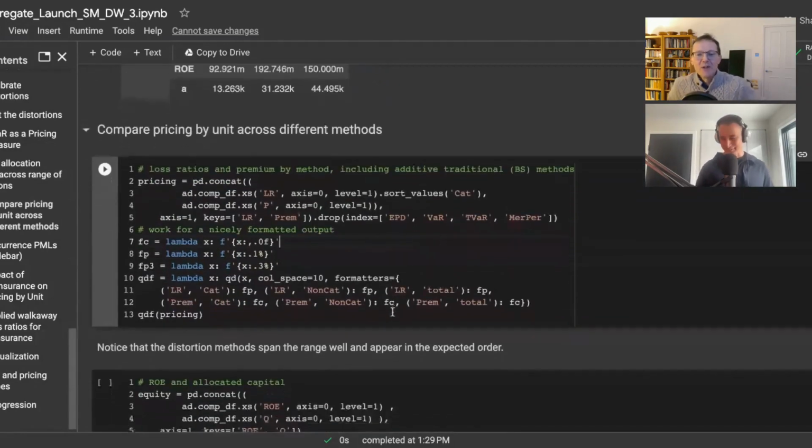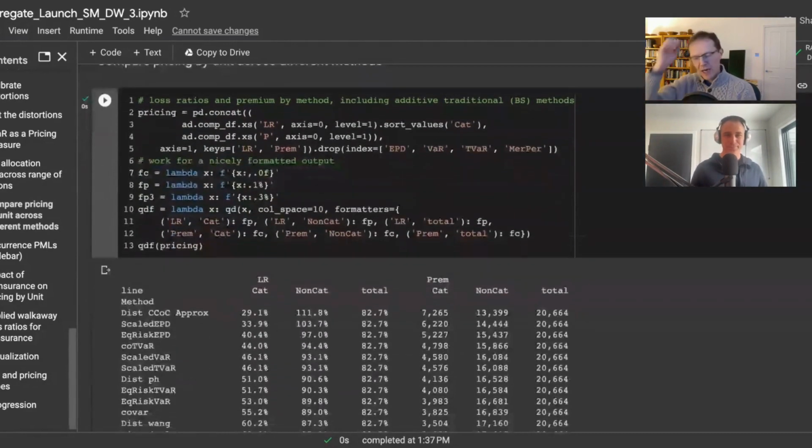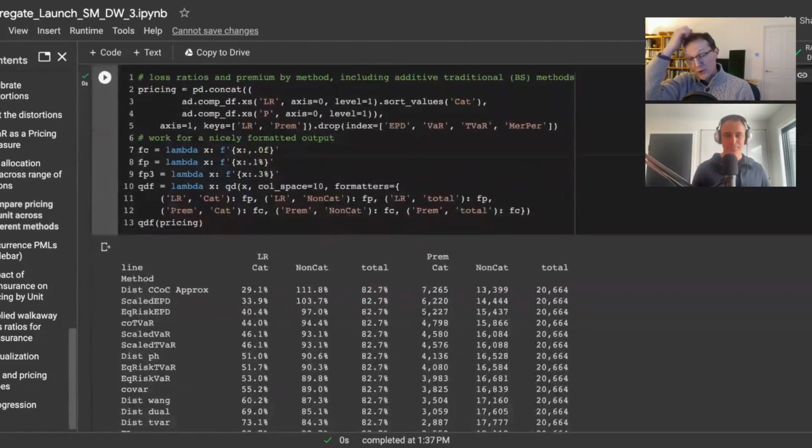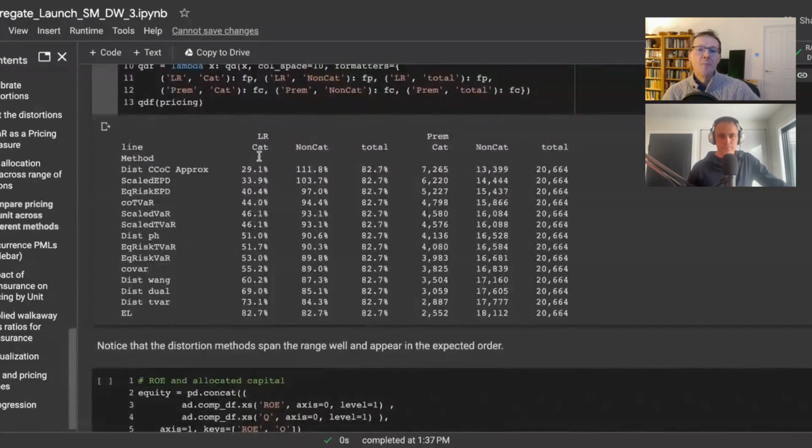Yep. All right. So that was looking at it for one distortion, right? That was looking at it for the dual distortion. All the stuff that's going on here is I'm just pulling out from the answer that we computed with the analyzed distortions the loss ratio and the premium across all the methods. Okay, so the code, you can look at the code, but we're more interested in looking at the answers here. So we got the methods.